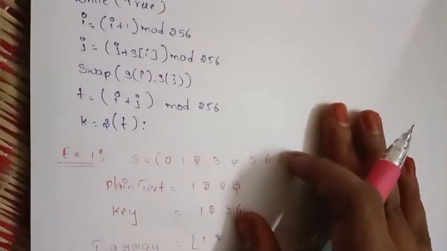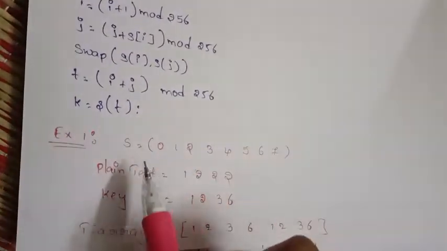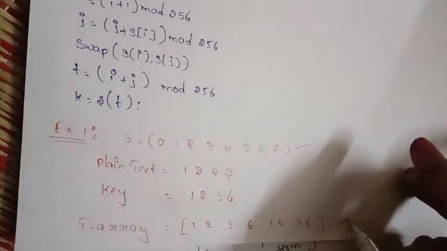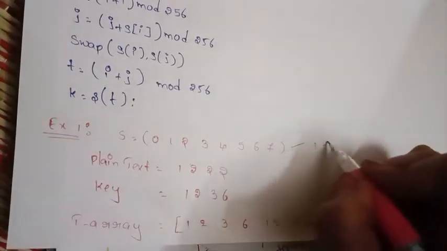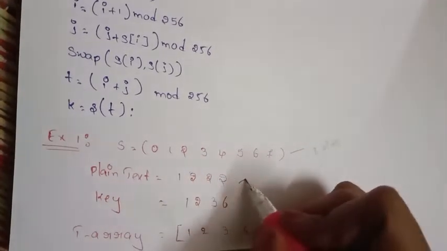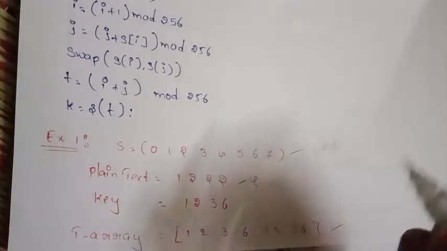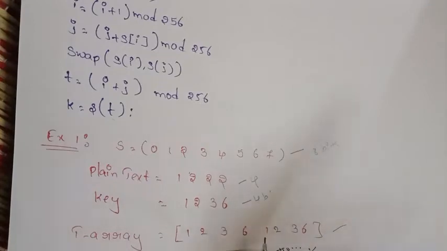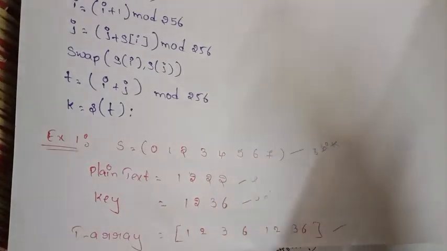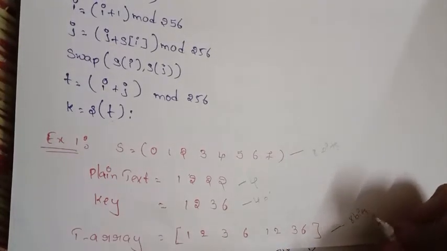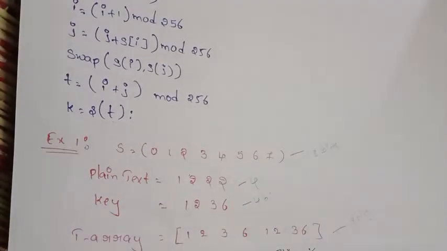So this is an example, guys, which I took here. The S array and T array should consist of 8 bits. After that, the plain text should consist of 4 bits, and the key also should consist of 4 bits. In the T array, the elements should be repeated. It should consist of just 8 bits, guys. In those 8 bits, the elements you are taking should be repeated.